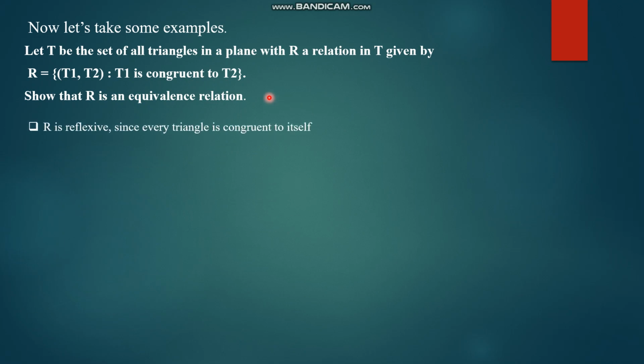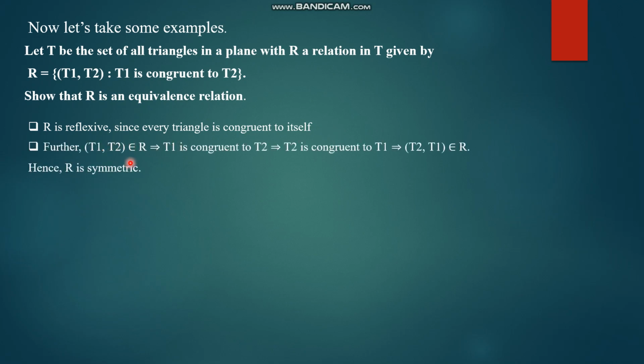How to take it? As we know, R is reflexive because every triangle is congruent to itself. If you take the same triangles twice, obviously they have same angles and same sides, corresponding angles and sides, so that must be equal. And if T1 and T2, two triangles, belong to R, then obviously T1 is congruent to T2. If T1 is congruent to T2, obviously T2 must be congruent to T1. The reverse should hold good.